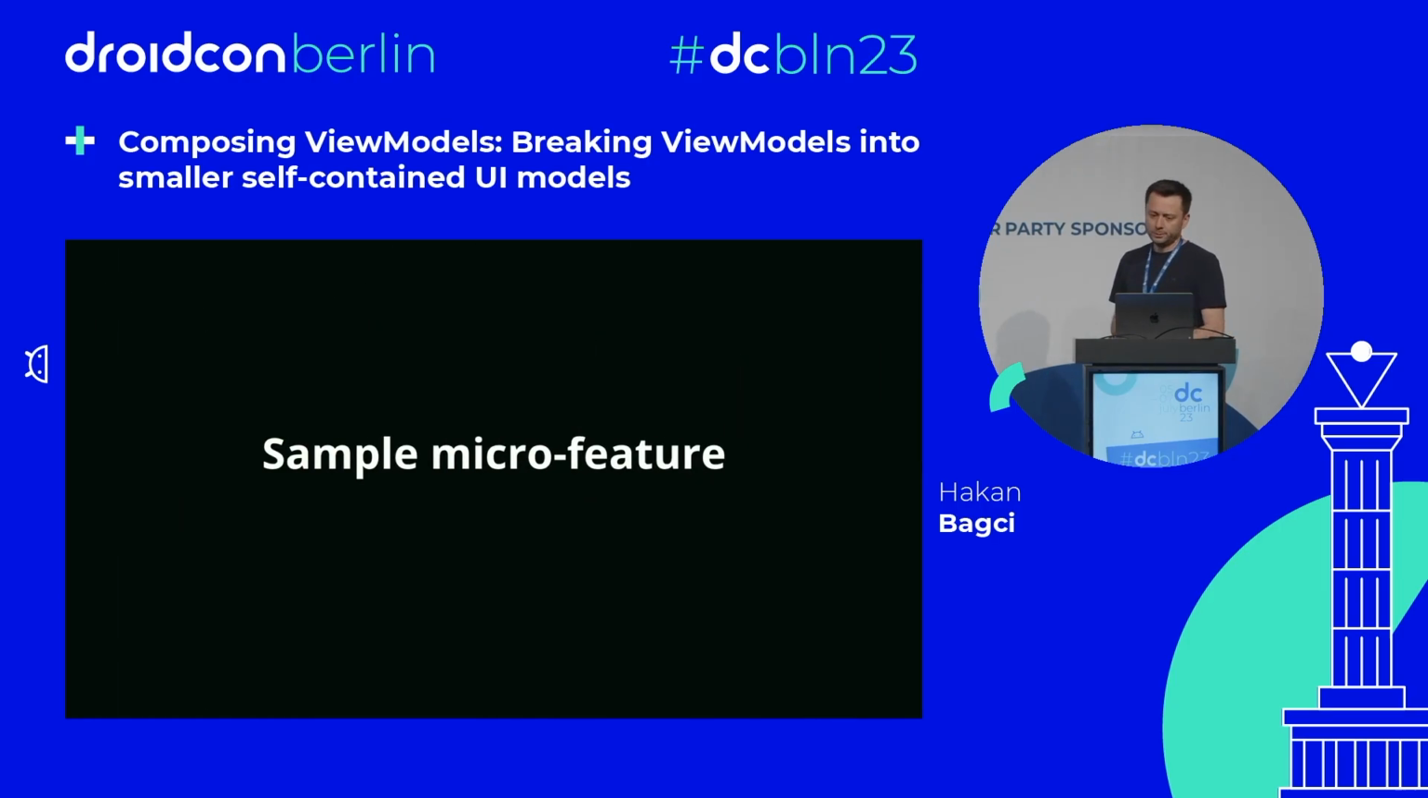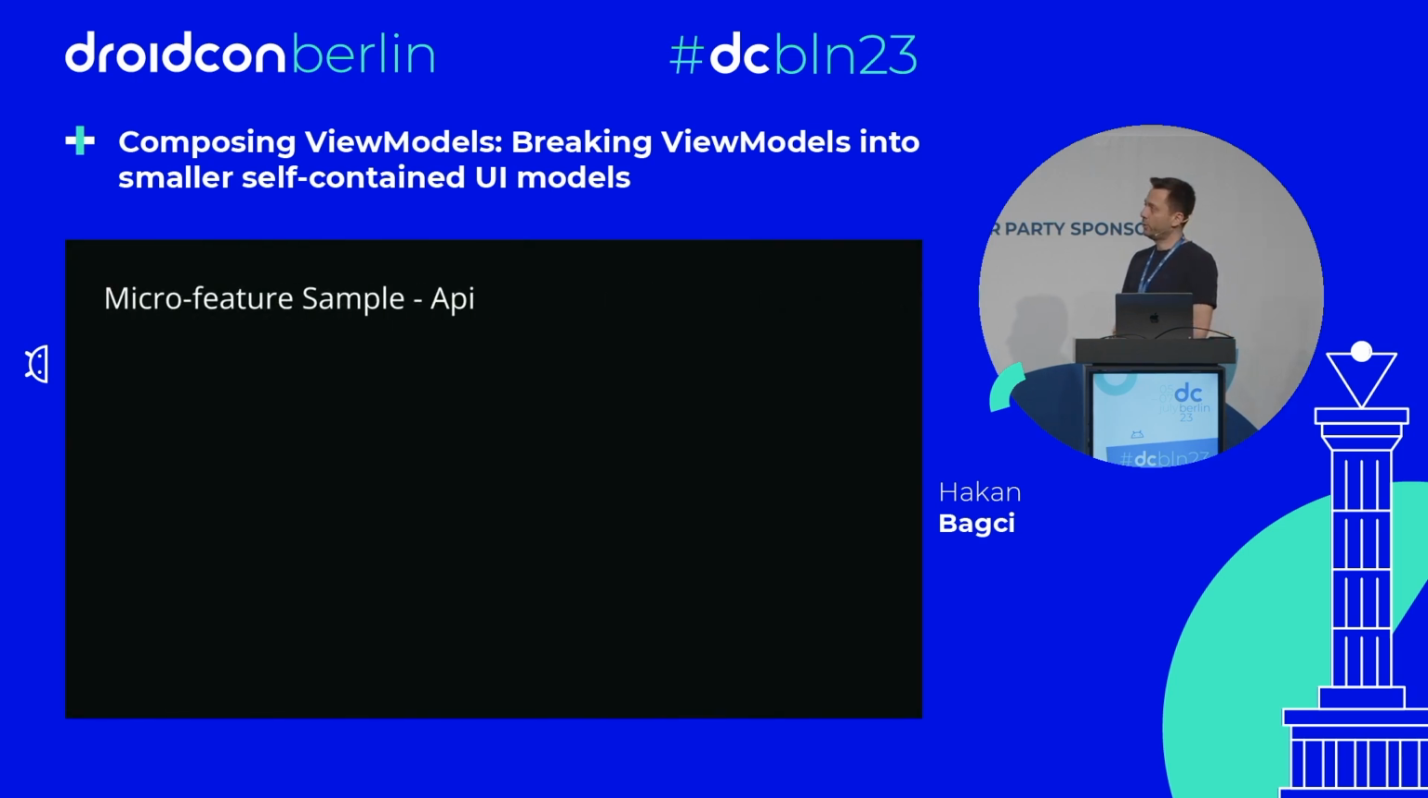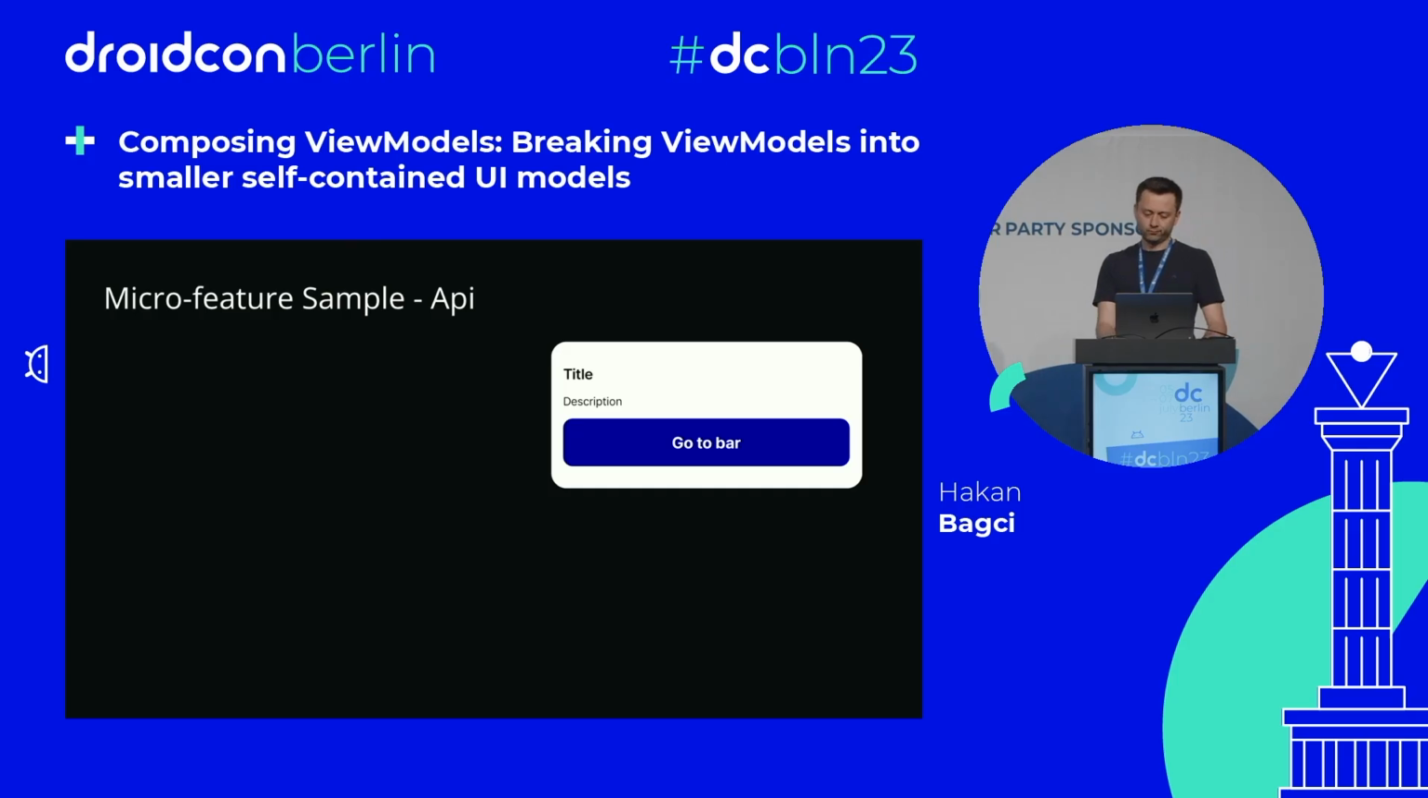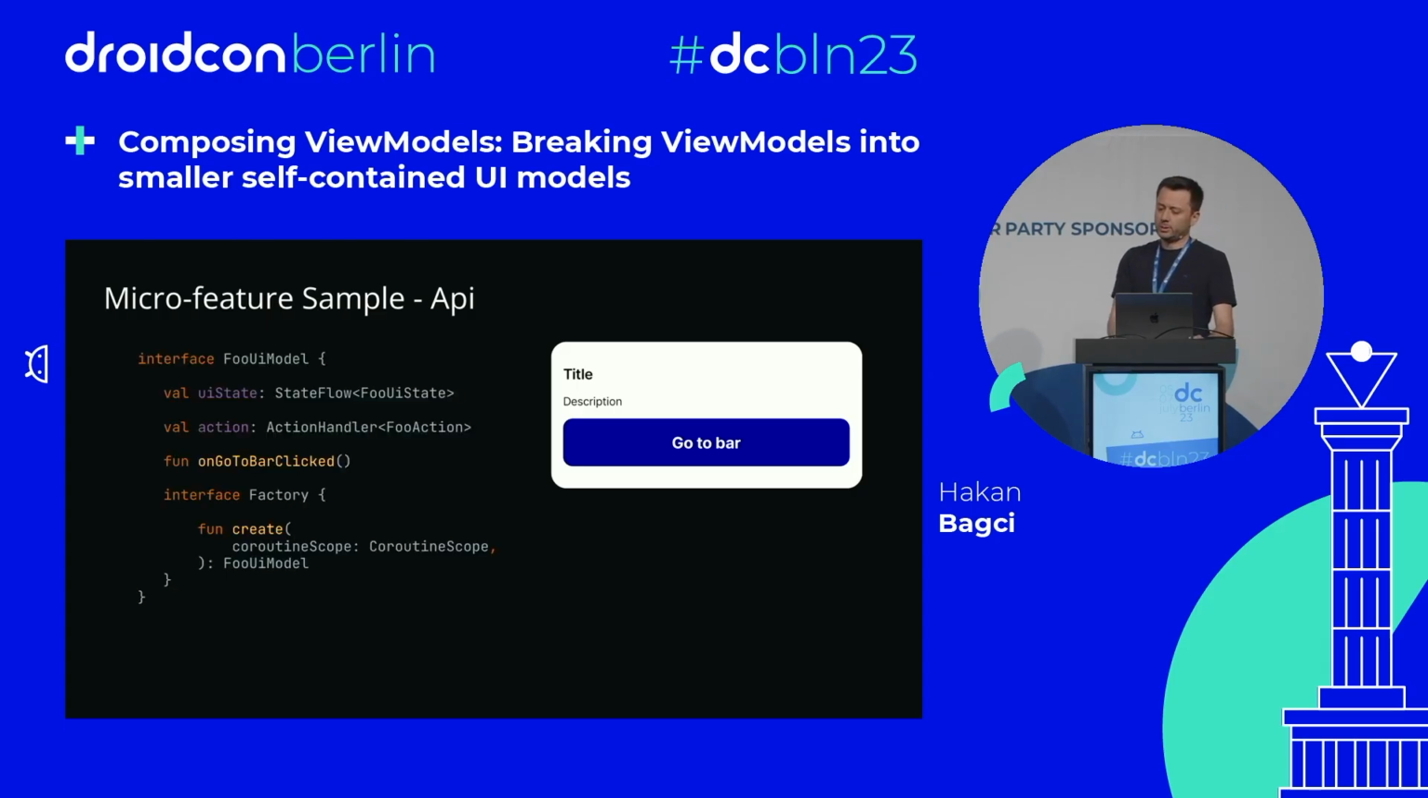After seeing this abstract definition of micro feature, let's explore a micro feature implementation to make it more concrete. The name of our micro feature is foo. Foo is a feature that has a title, description, and a call to action button that goes to bar. Let's start with creating our UI model interface in the API module following the blueprint. So foo UI model has an observable UI state. It's exposed through state flow, and we have this special construct action handler for one-time consumable actions.